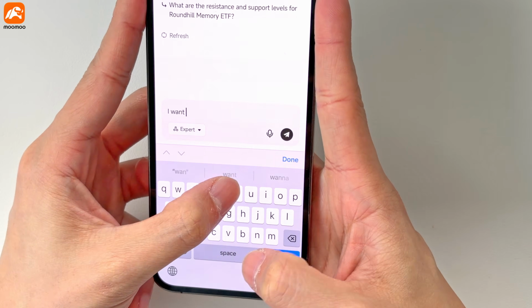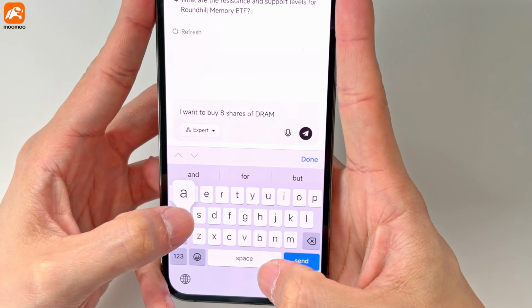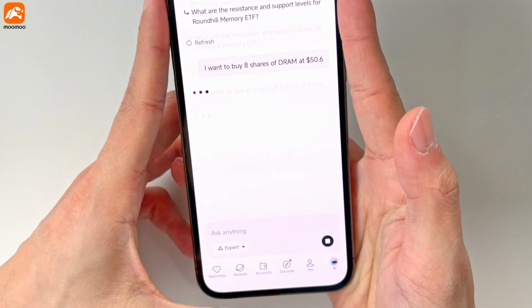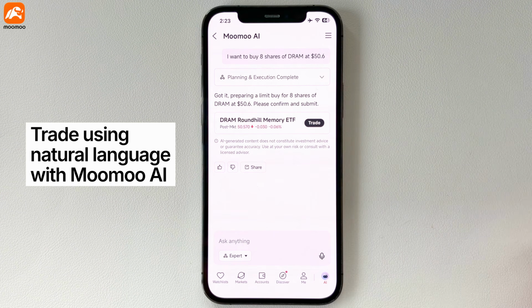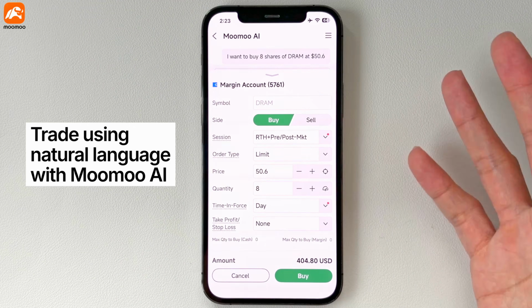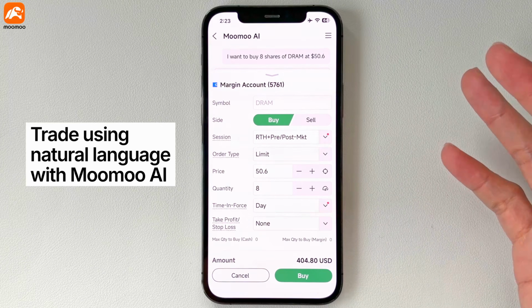Before we continue, one more feature that is so cool is that if I decided to buy DRAM, I can use Moomoo AI expert mode to prepare an order at a specific quantity and price. For example, I type, I want to buy 8 shares of DRAM at $50.60. Let the AI prepare your trade. Hit trade. Here, Moomoo AI has automatically populated the order for me, and all I need to do is review everything before deciding whether to proceed.